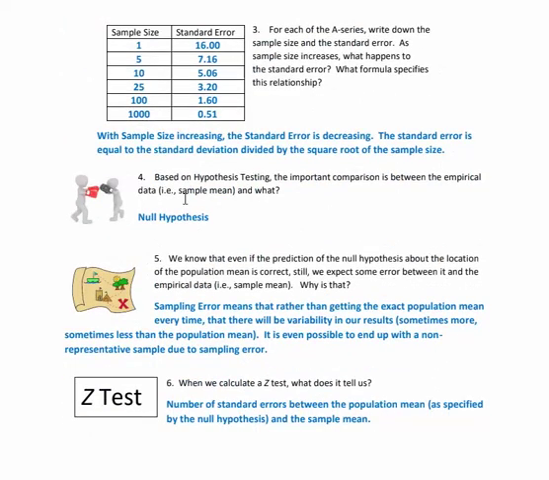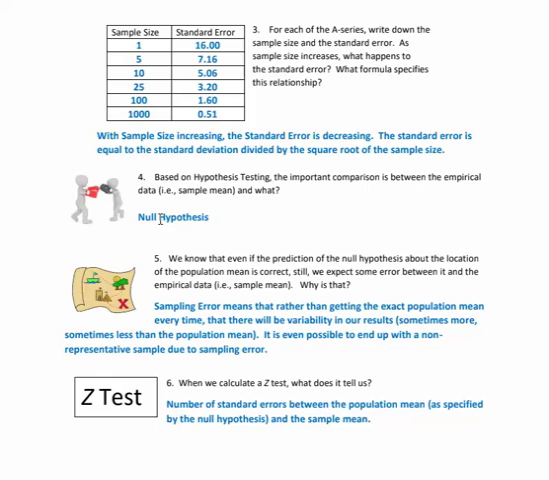Number 4, based on the hypothesis testing, the important comparison is between the empirical data and what? It's between the empirical data and the null hypothesis. The null hypothesis is like that treasure map. It tells you where you should be able to find the true population mean, and then we look at the empirical data, the sample mean from our results. And those two should be close together. They should agree. And if they do, we'll retain the null hypothesis. And if there is a significantly large enough difference, then we would reject the null hypothesis in favor of the alternative hypothesis.